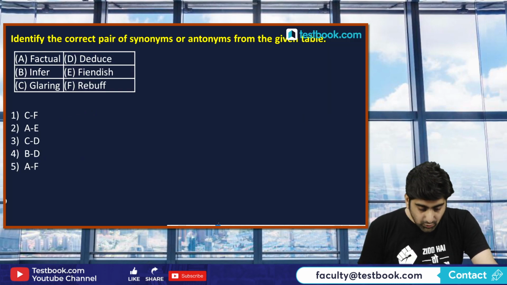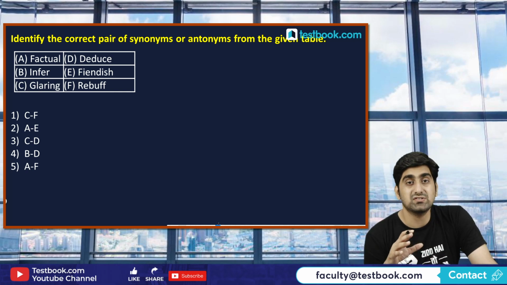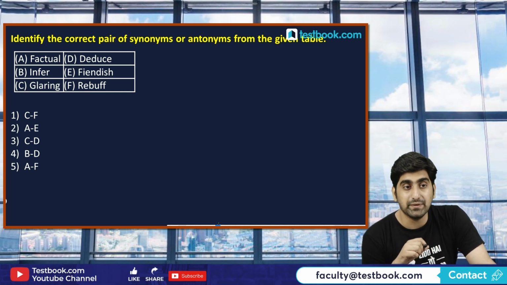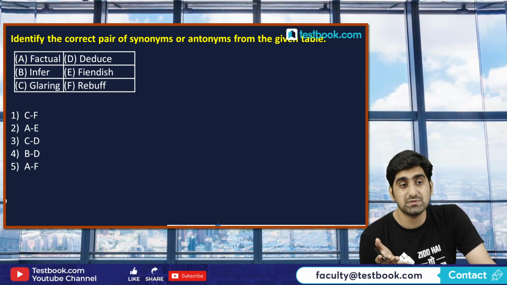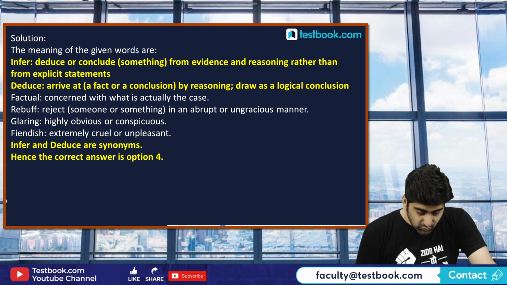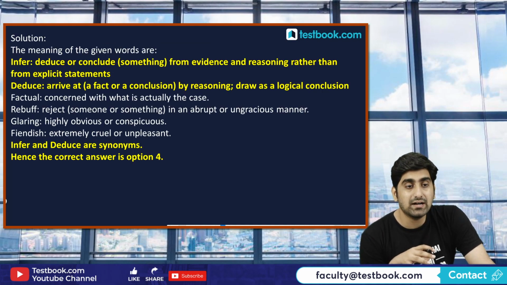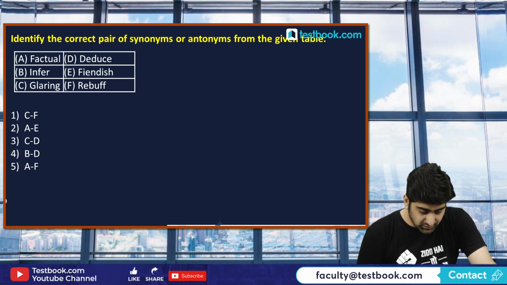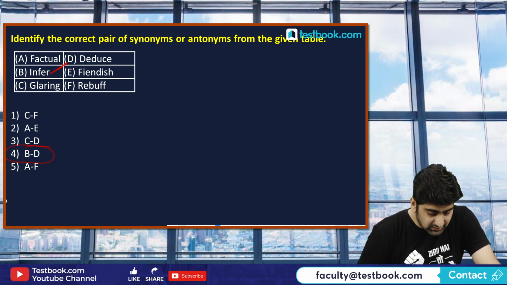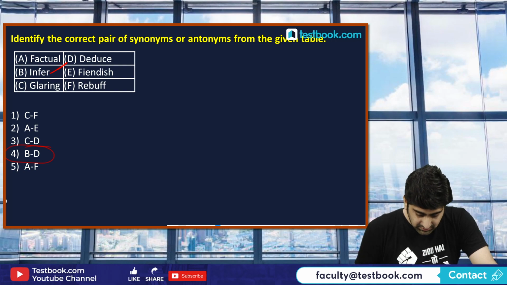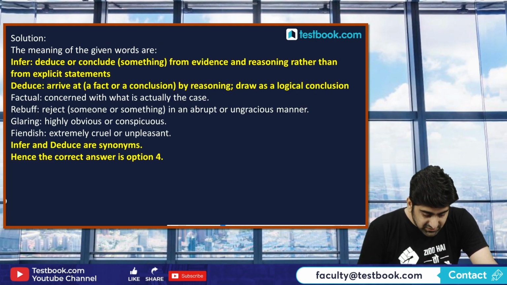Okay. Moving on to the word usage, a question that has been asked in the examination. You can see there are two columns given, A, B, C, D, E, F. Now identify the correct pair of synonyms or antonyms for the given word. If you move on to the solution, you will realize that the correct option, option choice number 4, is B and D. Why? Because if you look carefully at these two words, that is infer and deduce, you can match them clearly.